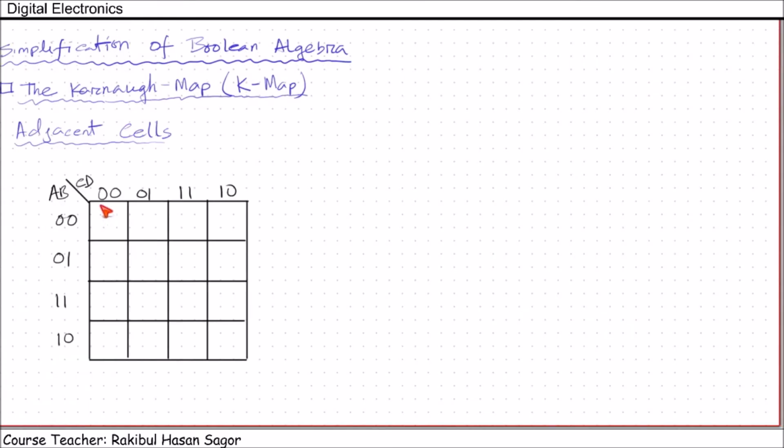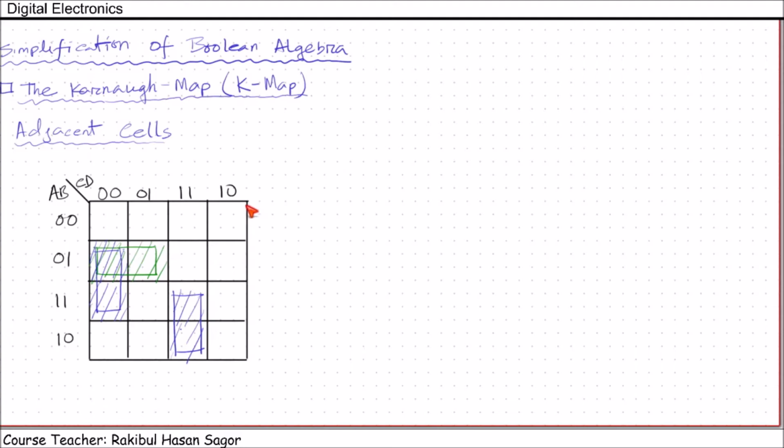Next, we'll see the concept of adjacent cell. In short, the cells that are placed side by side are adjacent cells. Let me clarify your concept. Suppose these two cells are adjacent, this cell and this cell. Again, these two cells are adjacent, this cell and this cell. We can say these two cells are adjacent. So they are adjacent cells.